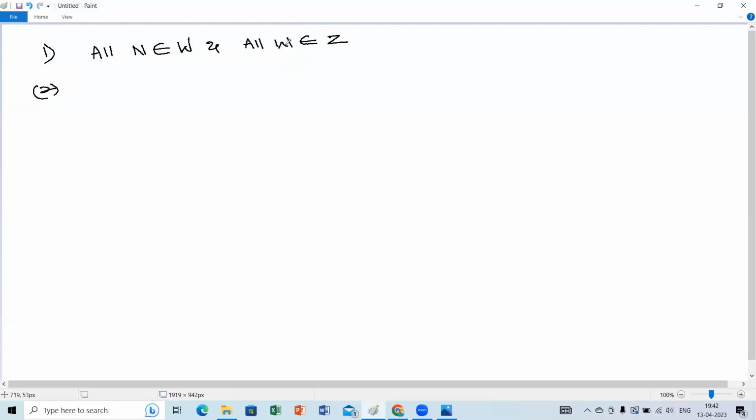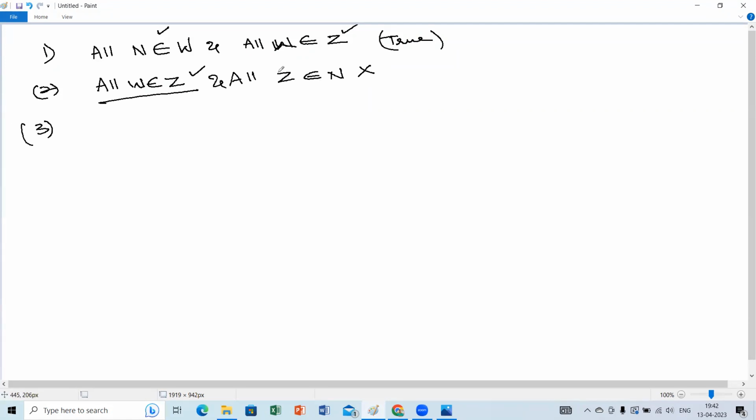Second statement, is it true or false, children? All natural numbers belong to whole numbers. Yes, it is true. All whole numbers also belong to integers. This is also true. This is a true statement. Next, all whole numbers are integers, and all integers are natural numbers. All integers, integers means Z, belong to natural numbers? No, this is false. All integers are not natural numbers. So this is a false statement.